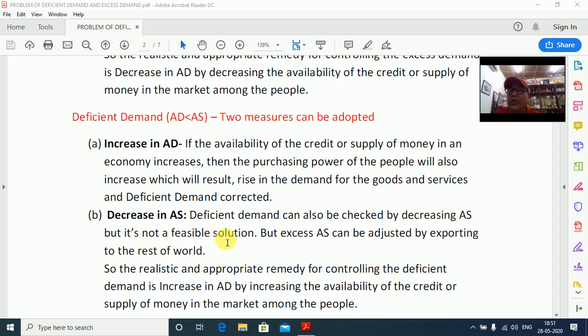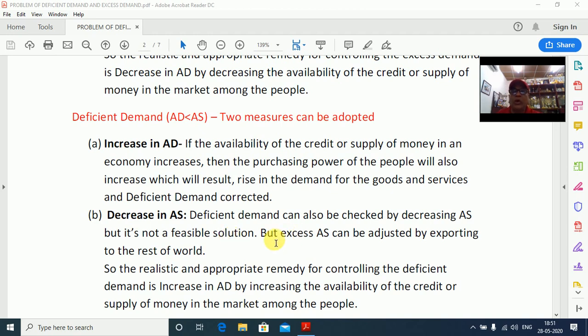Because if you decrease the aggregate supply, it means you are going to decrease the flow of goods and services. This will have a negative impact on your national income, which is going to decrease. And that is going to affect your economic welfare. That is going to adversely affect business. Firms will shut down. So an economic crisis will follow.